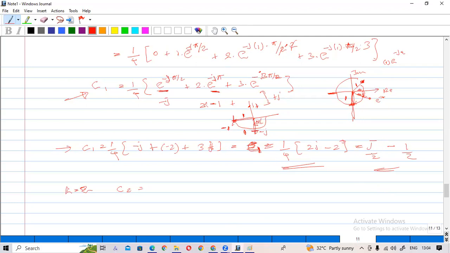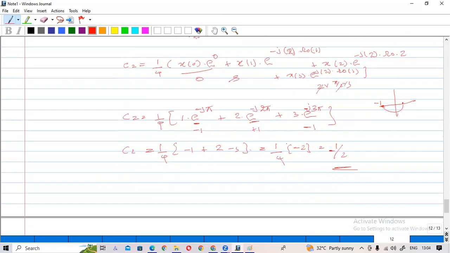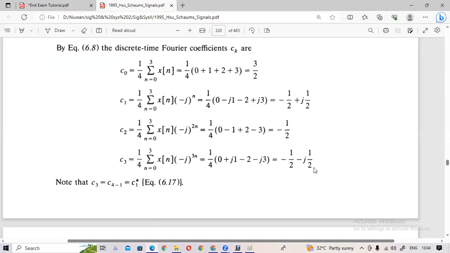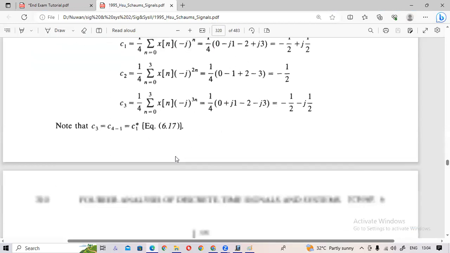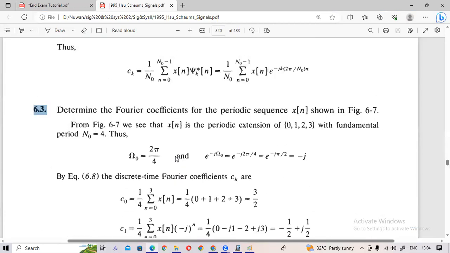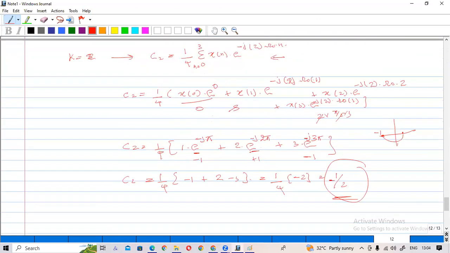So C2 is -1/2. In the same manner, try to find the C3 also. Okay. So C3 value will be this one. Same manner, try to find this one also. Okay. And then you have to draw the spectrum. You have to draw the magnitude spectrum.